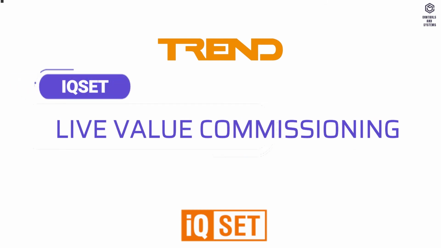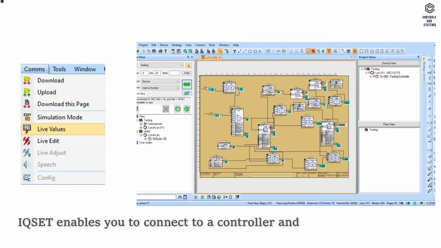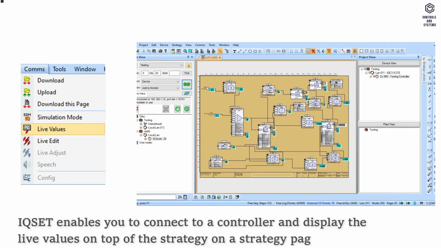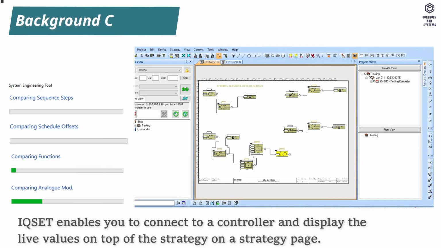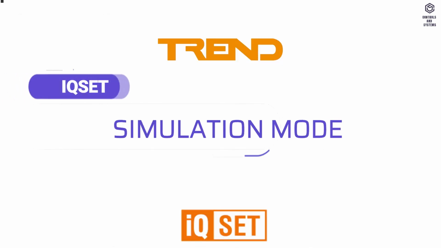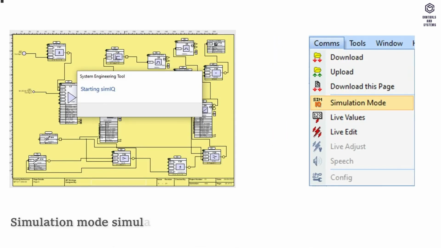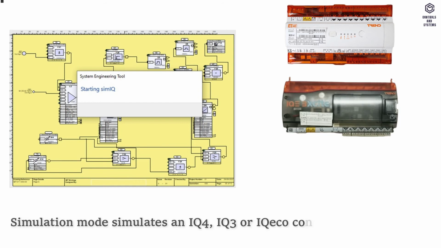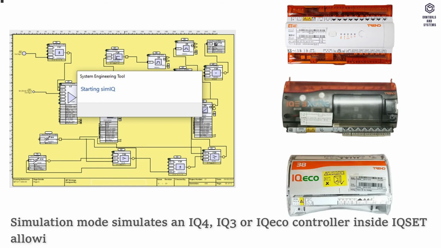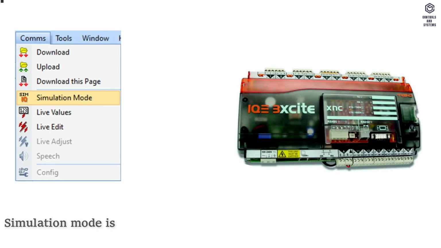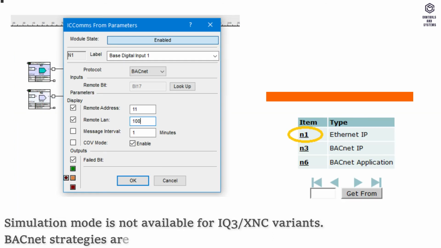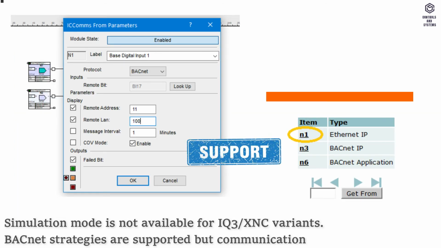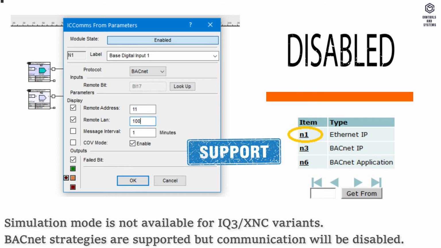Value commissioning. IQSET enables you to connect to a controller and display the values, live editing, live adjustment and background compare. Simulation mode. Simulation mode simulates an IQ4, IQ3 or IQ Eco controller inside IQSET, allowing a strategy to be tested. Simulation mode is not available for IQ3 XNC variants. BACnet strategies are supported but communication will be disabled.